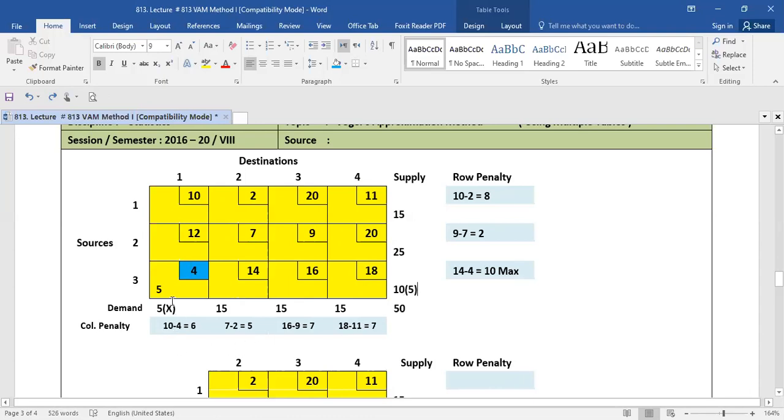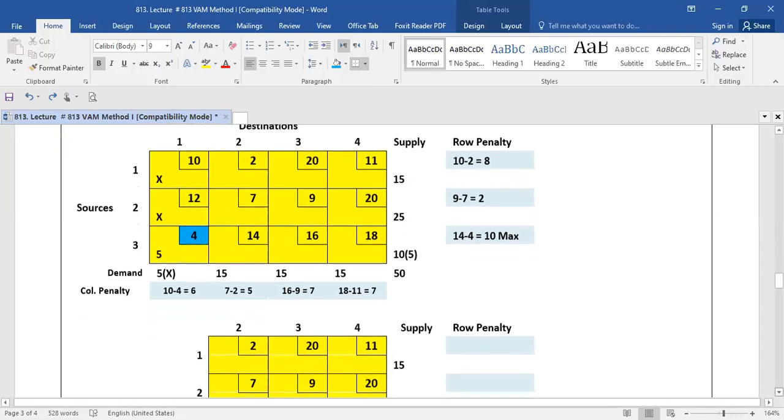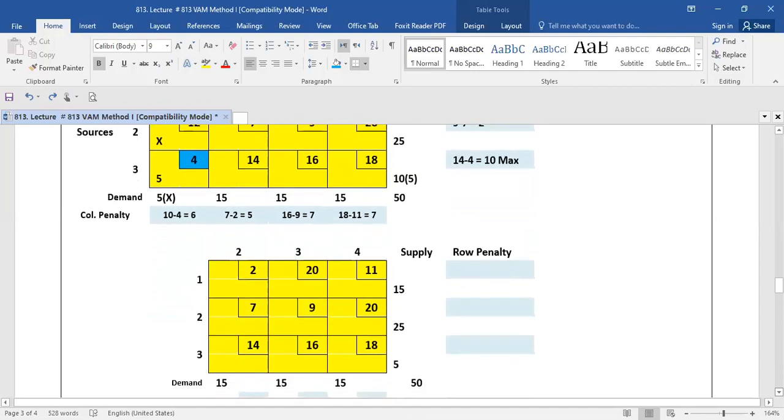And as this demand is now complete, you will fill its blank cells with cross signs, showing that this column is now completed. You will eliminate this column in the next table, or you will cut this column from the remaining columns, and you will write this table. Yes, I have cut this column from the remaining table. Here we are left with 2, 3, and 4. We are now with the 2nd, 3rd, and 4th columns.